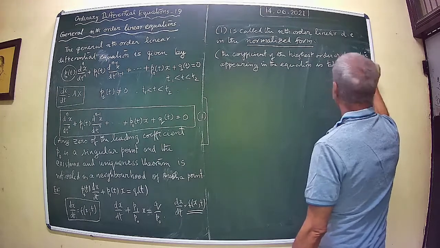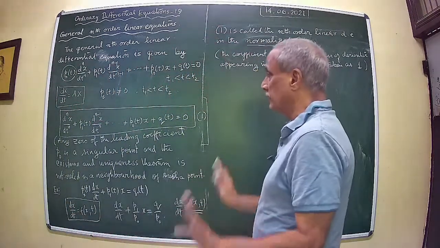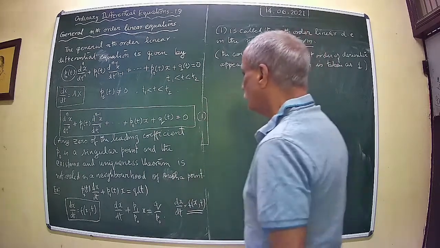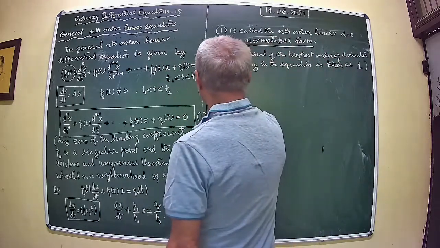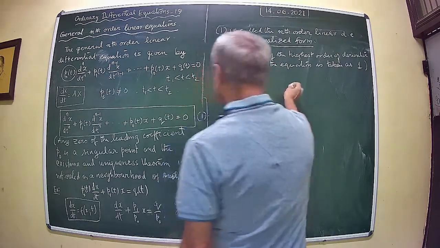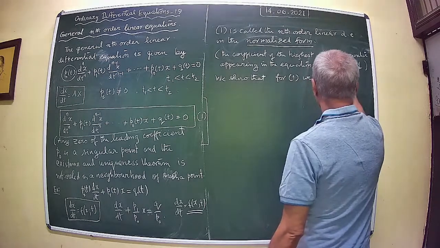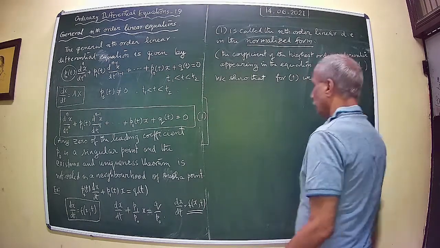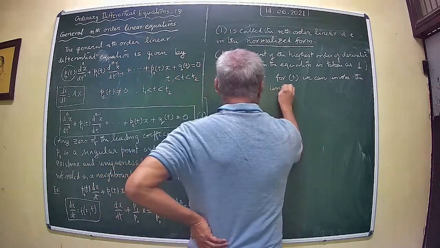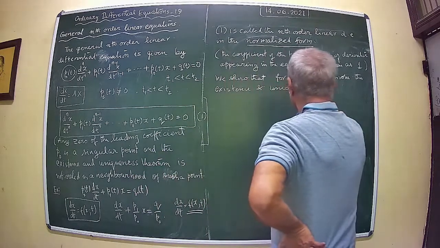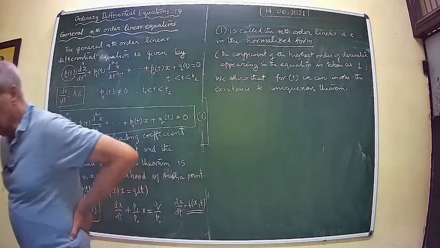You can always reduce this to this form provided P naught(t) does not vanish anywhere on the interval, because you can divide by that and redefine the equation. So this is the standard form in which we take this, where for this equation we can invoke the existence and uniqueness theorem. So that's what we try to do.